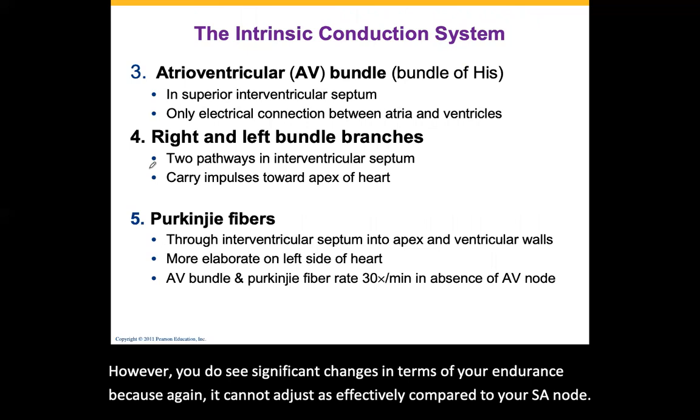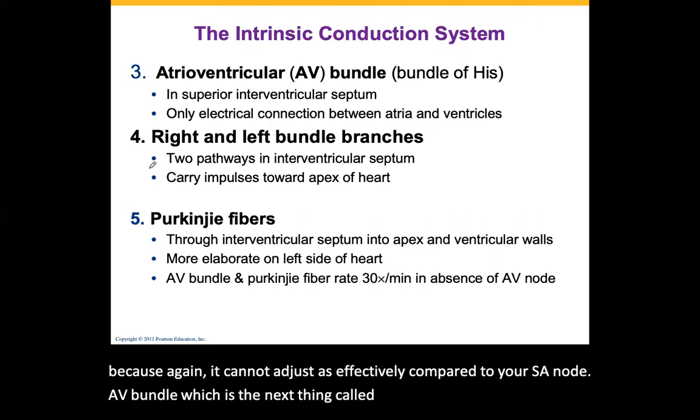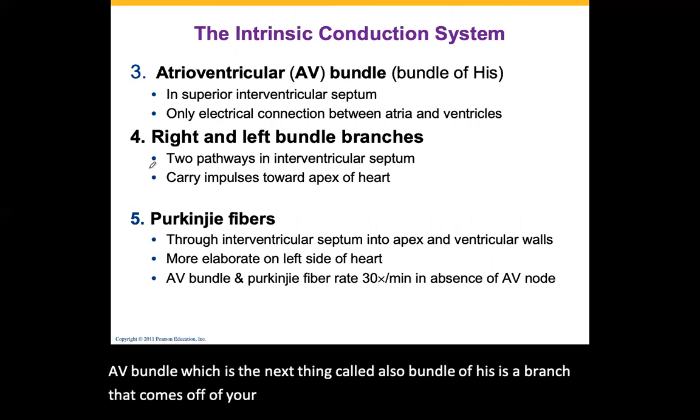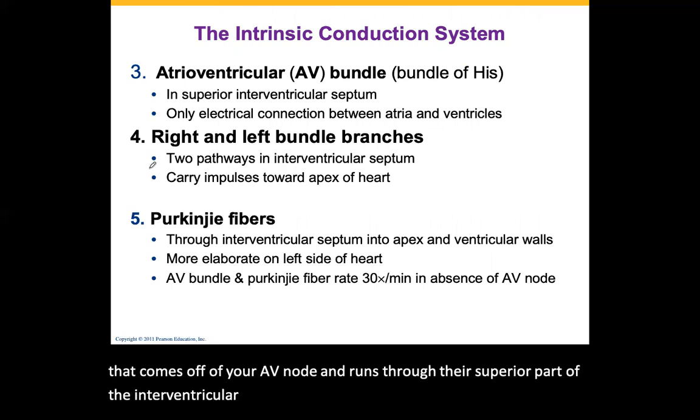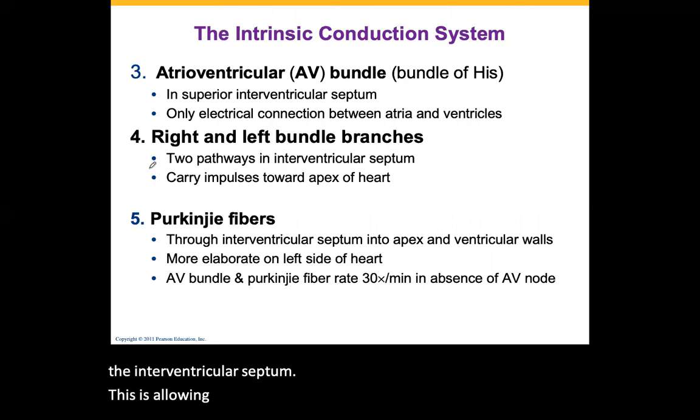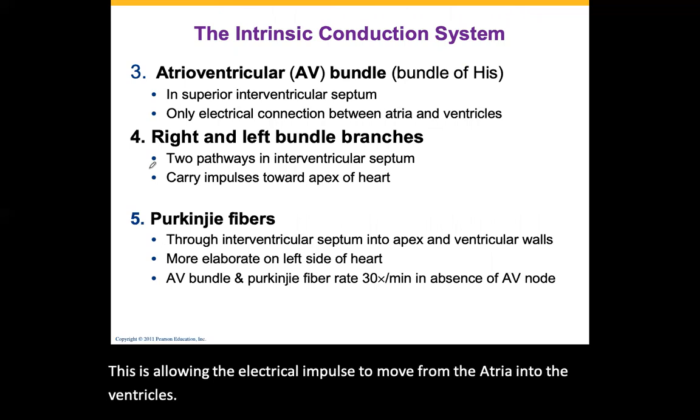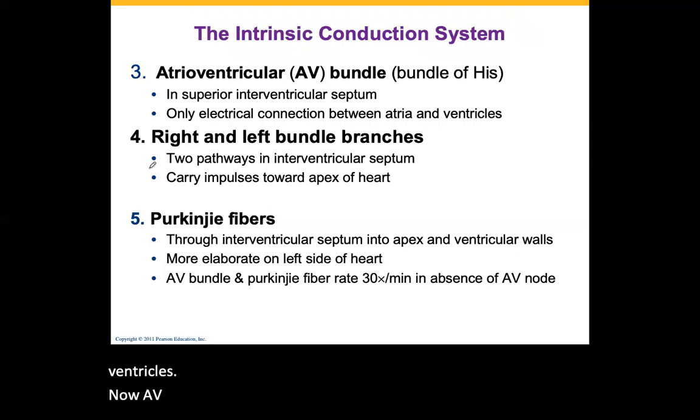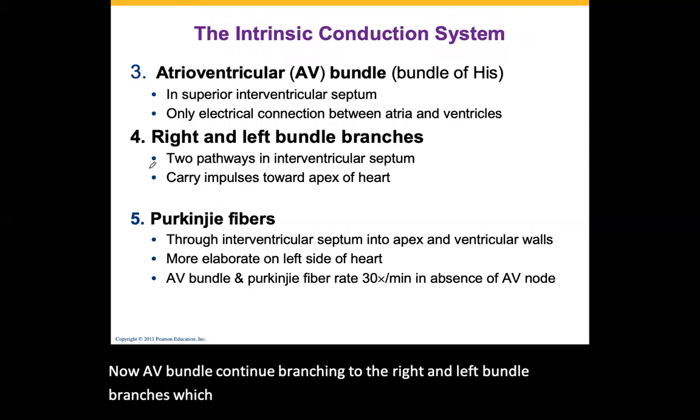The AV bundle, which is the next structure, also called the bundle of His, is a branch that comes off your AV node and runs through the superior part of the interventricular septum. This allows the electrical impulse to move from the atria into the ventricles. The AV bundle continues branching into the right and left bundle branches, which continue down the interventricular septum and allow the electrical impulse to continue spreading through the ventricles.